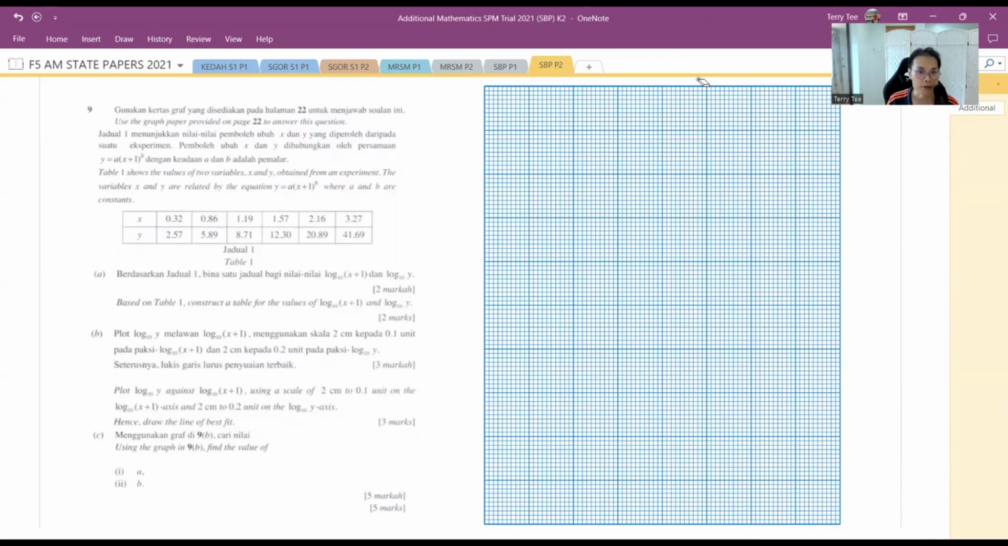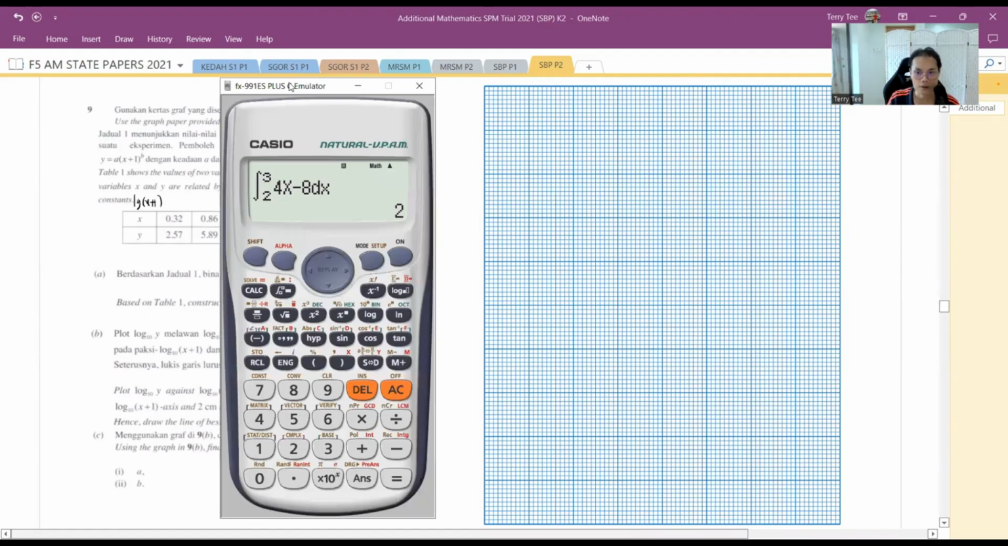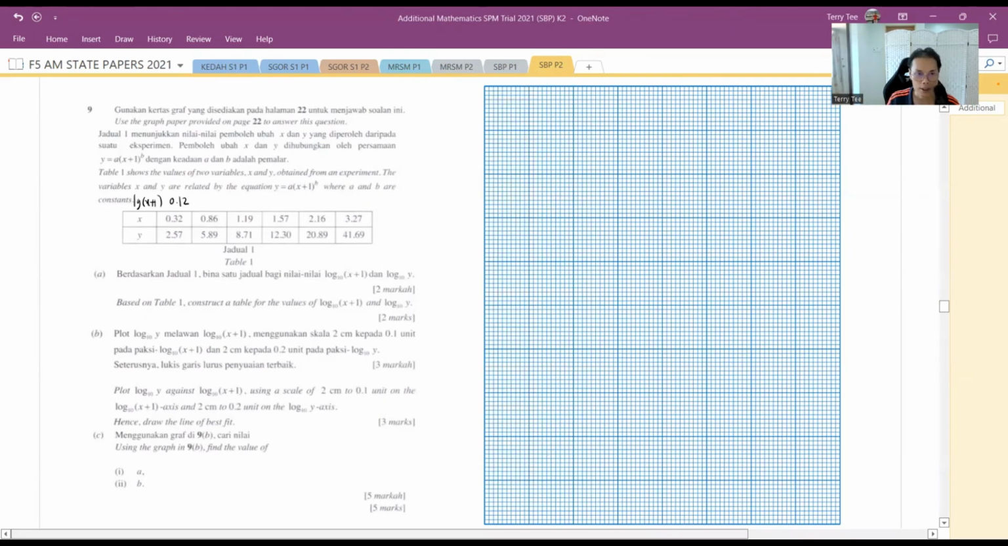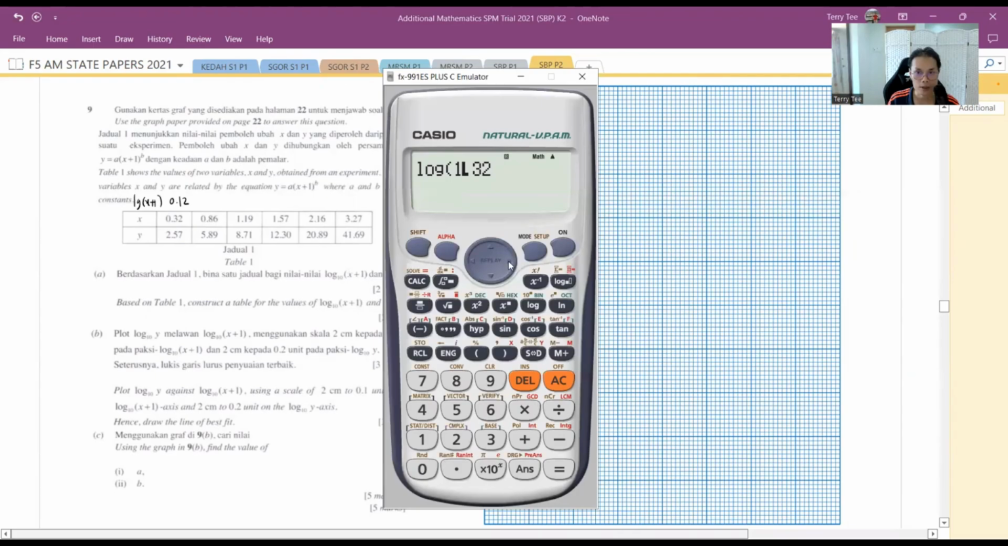So based on the table, we could build table values for log 10 of (x plus 1) and log y. Log 10 of (x plus 1) means you take the x value, you plus 1, then you take the logarithm. I'm going to write here lg, which means log base 10 of (x plus 1). The first one, 0.32 plus 1 is 1.32, so 0.12. Now the second one, 0.86 plus 1 is 1.86, so this is 0.27.